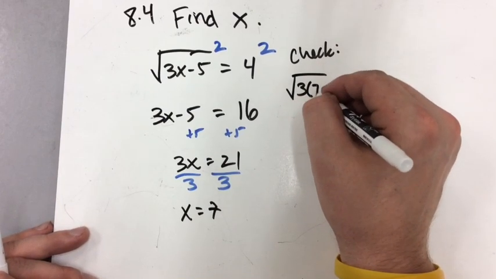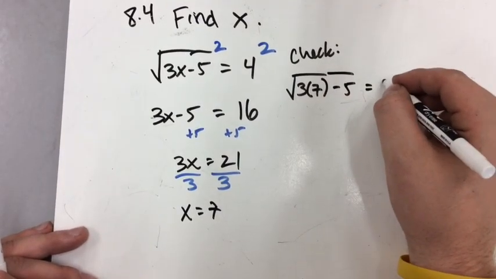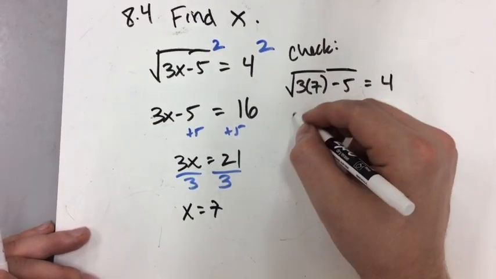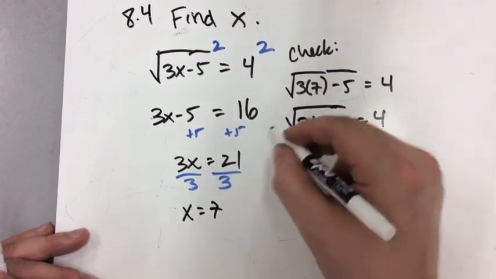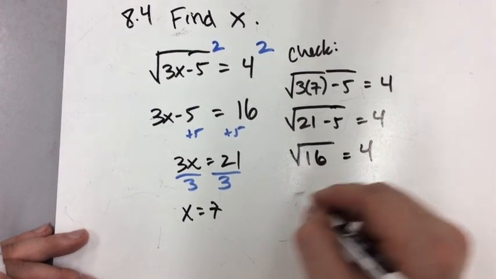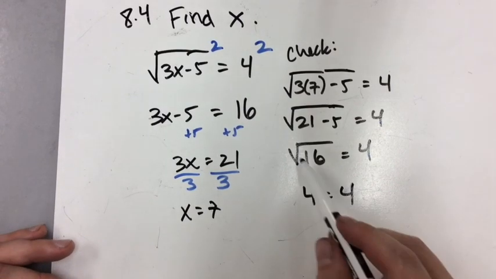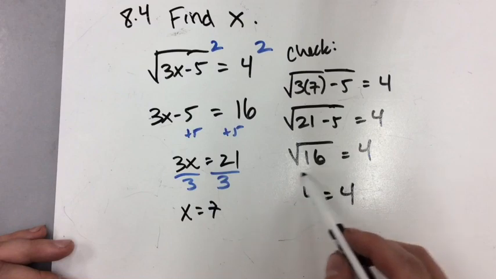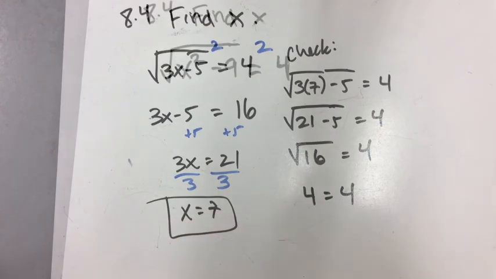We get 3 times 7 minus 5 equals 4. This is 21 minus 5 equals 4. This is the square root of 16 equals 4. And we're going to get 4 equals 4. Remember, for this whole section, all we care about is the positive coming out of square root symbols. So it turns out that 7 actually is a solution. Okay, let's do another example.